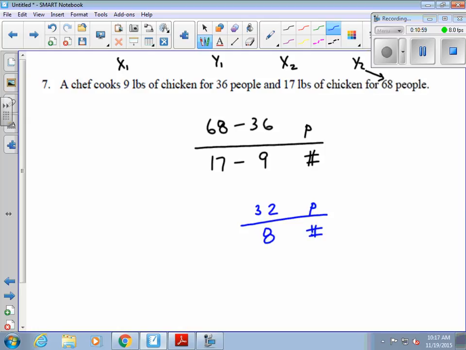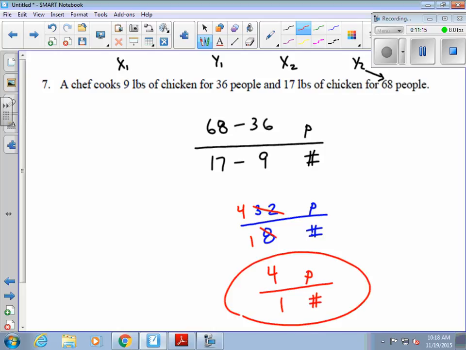So we can simplify this. Number 8 goes into itself once and into 32 4 times. So what this is saying is 4 people share 1 pound of chicken, or 1 pound of chicken for every 4 people. There's your rate of change.